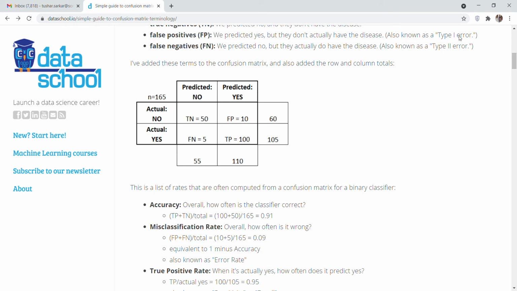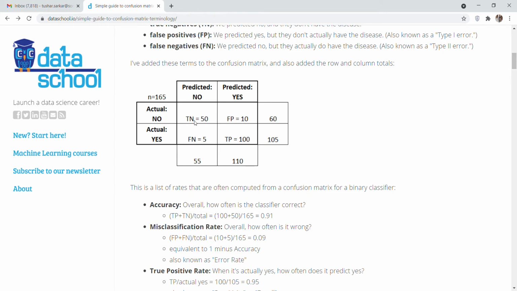Today, let's understand what a confusion matrix is all about with the help of this beautiful blog by Data School. So here we have 165 rows and we have to predict if a certain person has a certain disease or not. In 50 of these, the machine learning model predicted no, that the person did not have the disease, and actually also the person did not have the disease. So for 50 of the 165 rows.